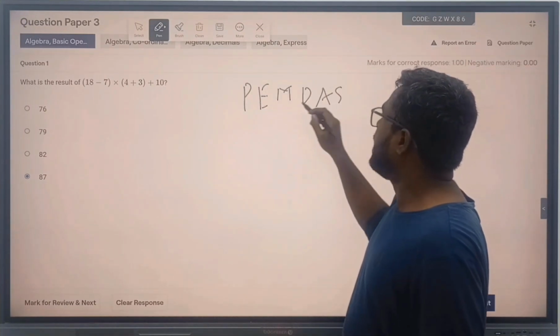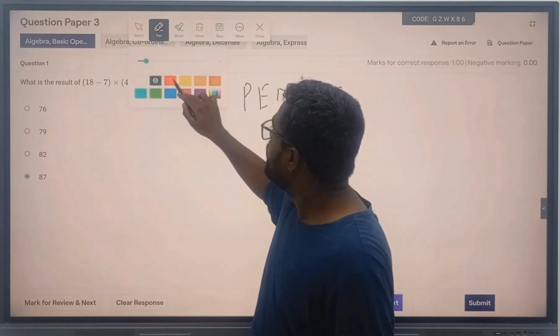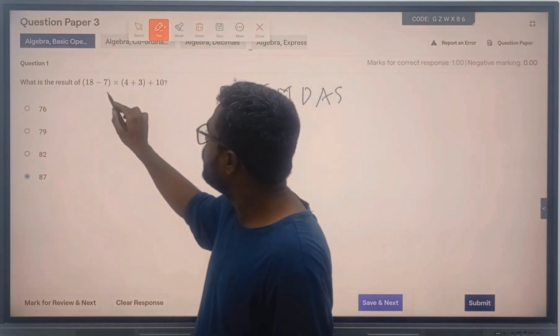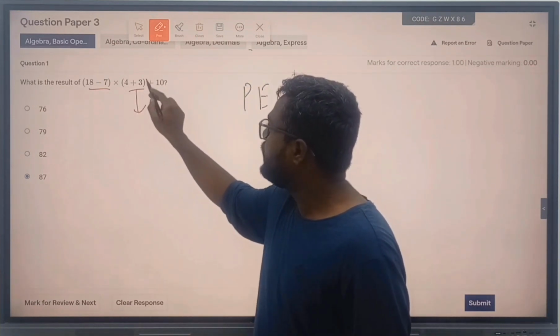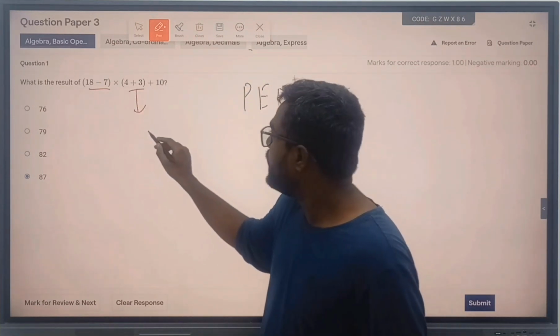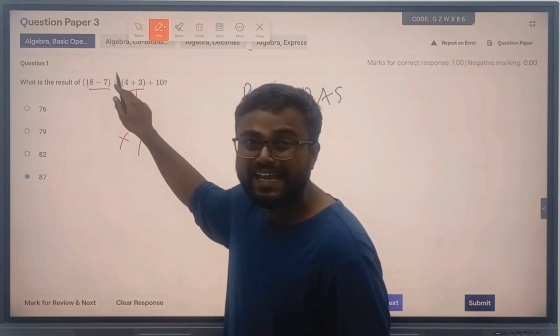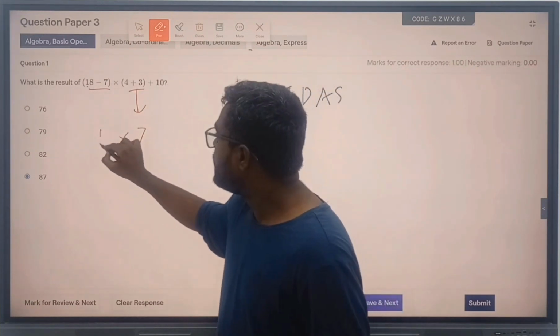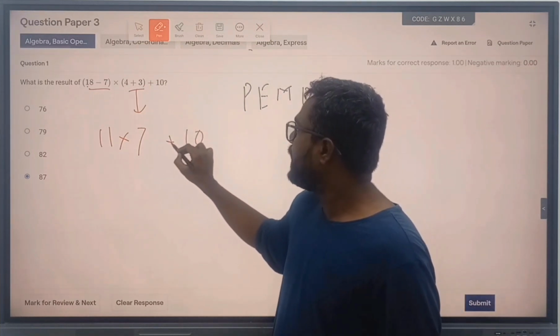PEMDAS. And according to PEMDAS, we are going to solve the parentheses first. There are two parentheses over here. So first I'll be solving the addition parentheses. 4 plus 3 is nothing but 7. Multiplication is kept as it is. 18 minus 7 is nothing but 11. So 11 times 7 plus 10 remains as it is.